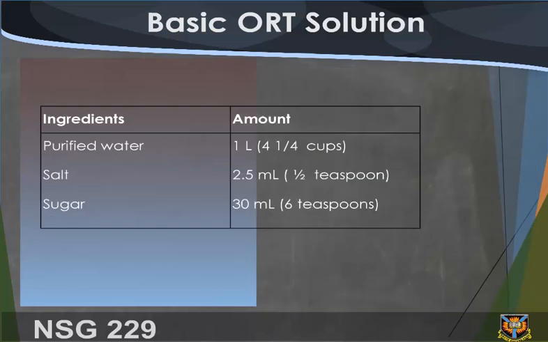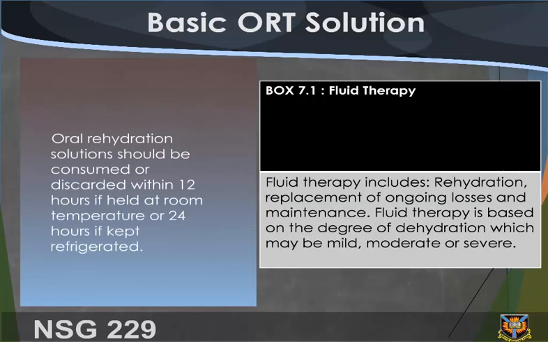Ingredients: purified water, amount 1 liter, 1/4 cups. Salt 2.5 ml, half teaspoon. Sugar 30 ml, 6 teaspoons. Oral rehydration solutions should be consumed or discarded within 12 hours if held at room temperature, or 24 hours if kept refrigerated.